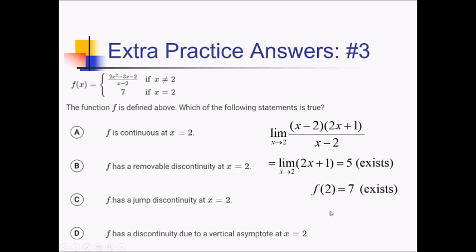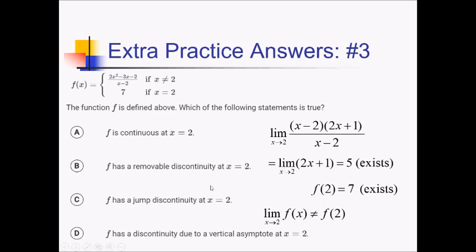We've met the first two conditions of continuity. But the last condition is that the limit at 2 and the function value at 2 have to be the same number. And clearly, they are not. Because the limit and the function value do not match up, that means that we do not have continuity. So that eliminates choice A, and all that's left is choice B.